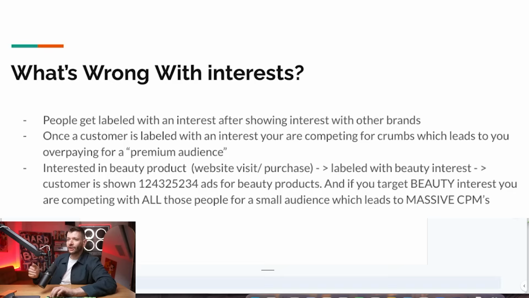And if you're targeting beauty interest, then you're competing with all of those people for a small audience, which leads to massive CPMs. Just try it yourself, or maybe you've tried it yourself already. Just try some of these interests and see how high of a CPM you will get.